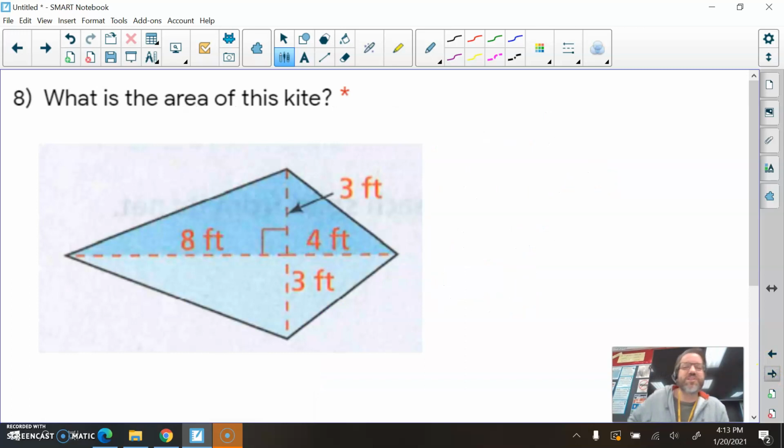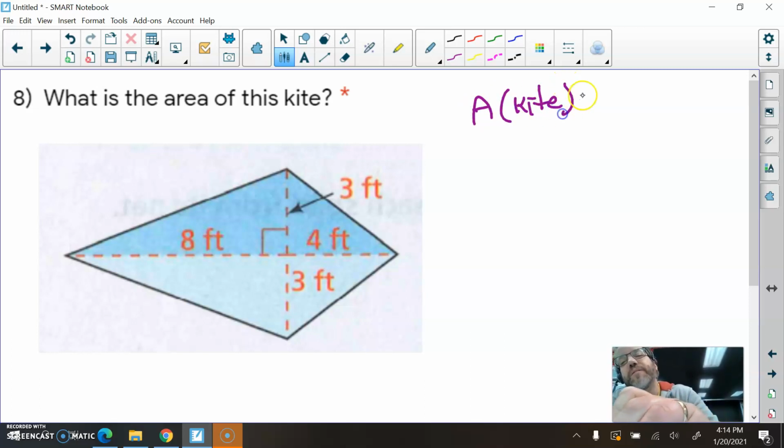Number 8. What is the area of this kite? And you could separate this into like 4 triangles, find each of their areas and add them together. Or you could separate it into 2 identical triangles. We have this dark blue one up here and a lighter blue one down here. Find the area of one of them and then double it to get the whole kite. But the easiest way to find the area of a kite is to take 1/2 D1 D2.